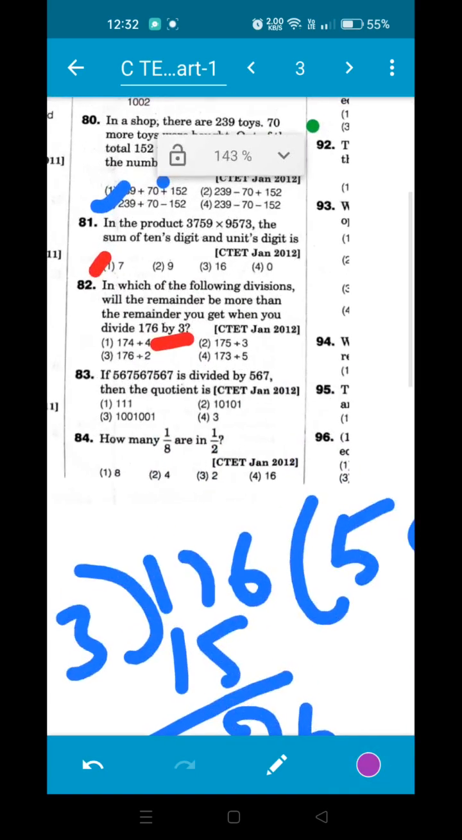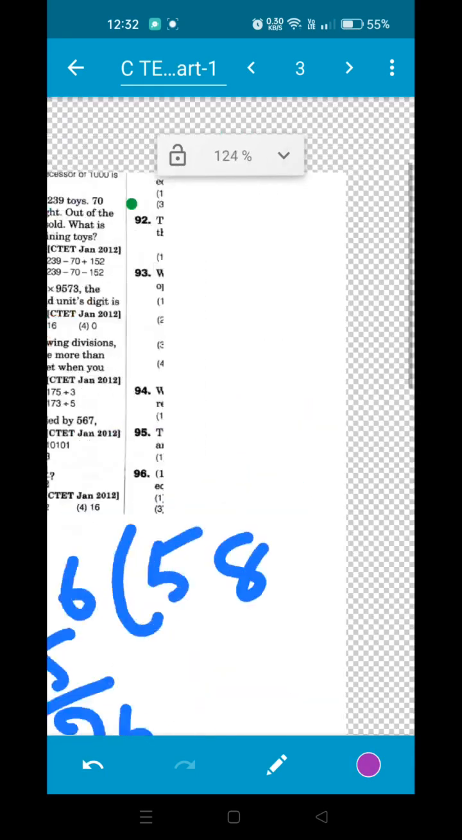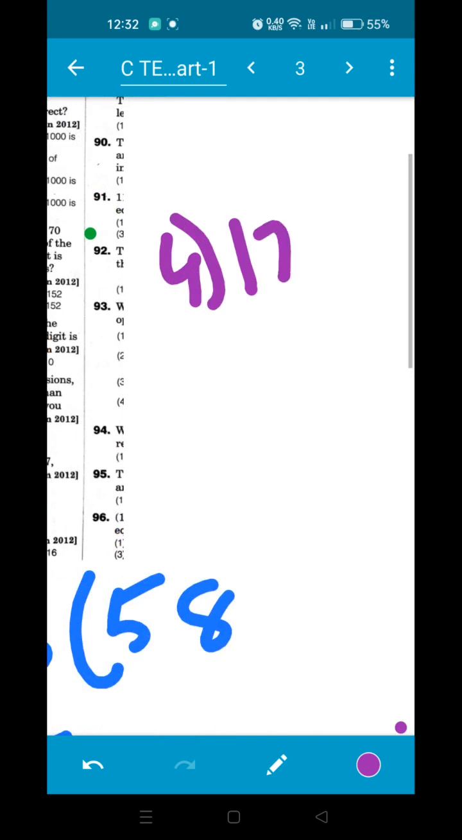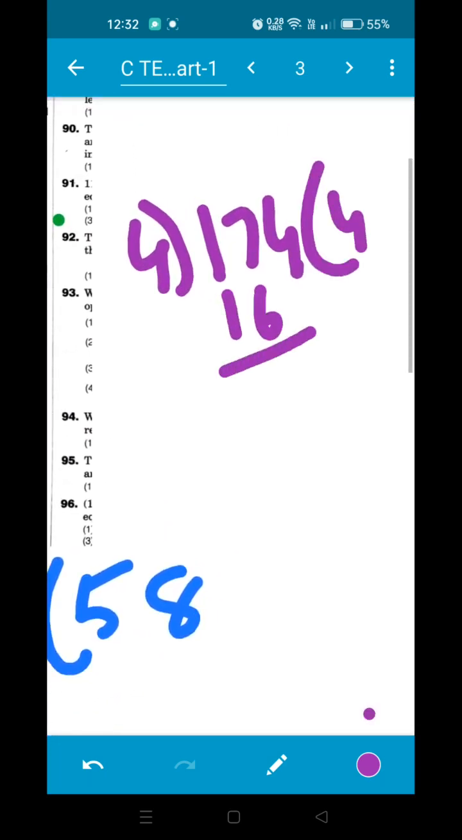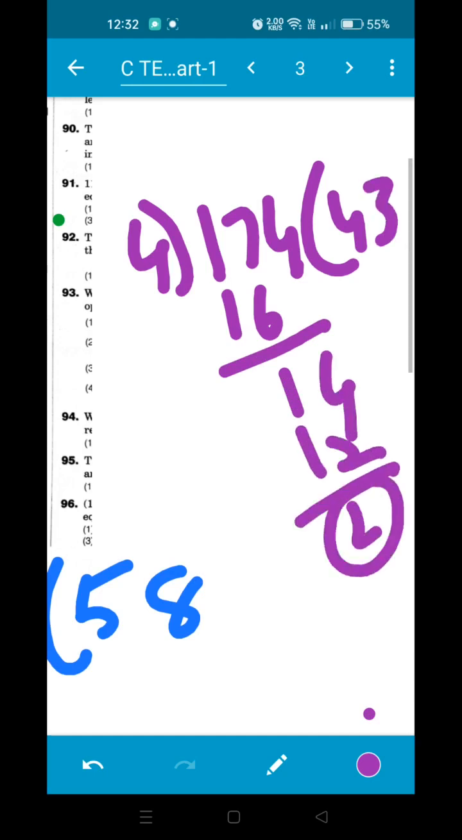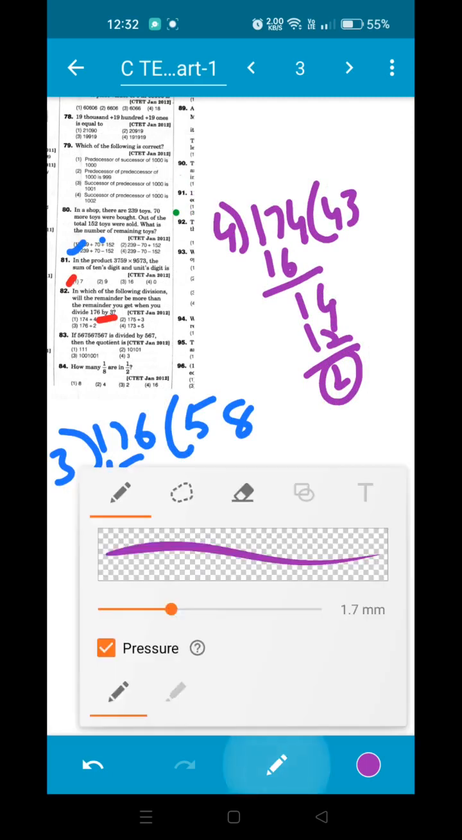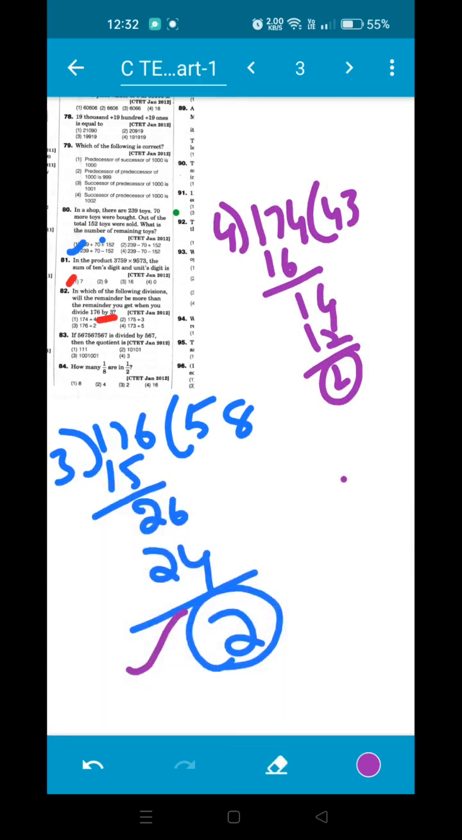Now what is the question? Which of that is more? So 174 if you divide, what is the remainder? You need to verify. So 174 you need to do. 4 4s are 16. 4 3s are 12. So remainder what I got? 2. So same remainder. So this one you can't consider.